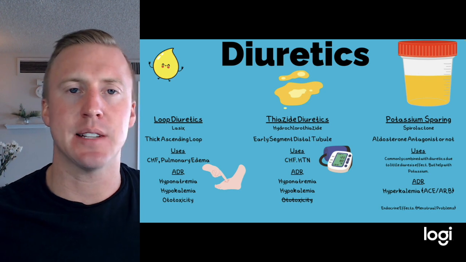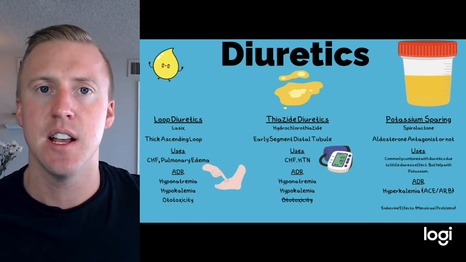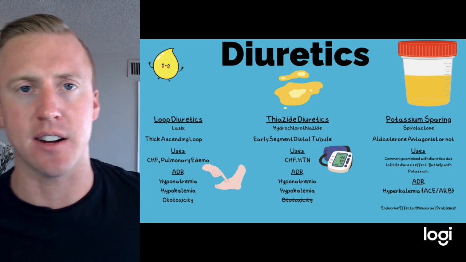Last but not least are our potassium-sparing diuretics. Now we have aldosterone blockers and non-aldosterone blockers. Today we're just going to talk about aldosterone blockers like spironolactone.